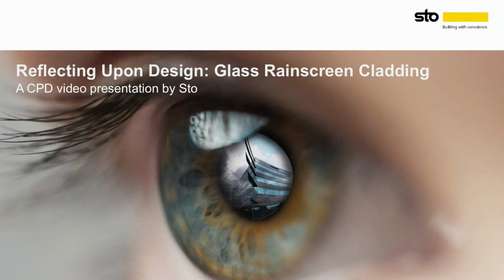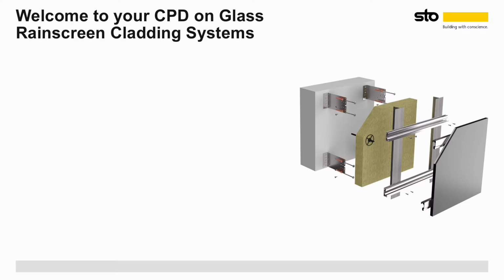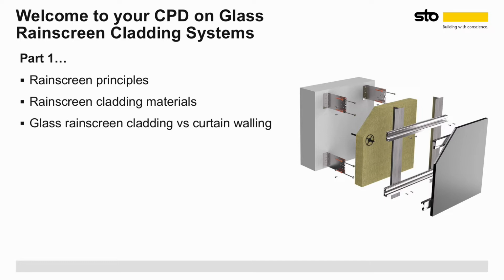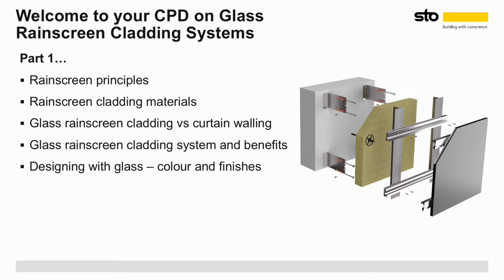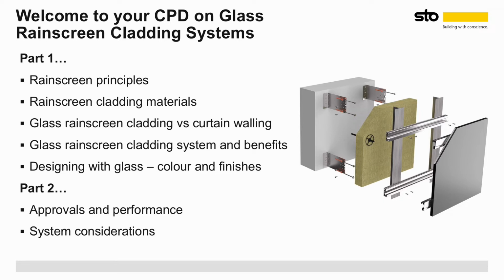Welcome to this Sto Glass Rainscreen CPD video, which is in two parts. In this, part one, we cover rainscreen principles, the difference between a glass rainscreen cladding system and curtain walling, and the cladding material that can be used for a rainscreen system. The system benefits, colours and finishes will also be presented in depth to help you when designing a glass rainscreen system. Part 2 explores performance and approvals, including moisture protection, wind loads, impact and blast performance, and fire safety.